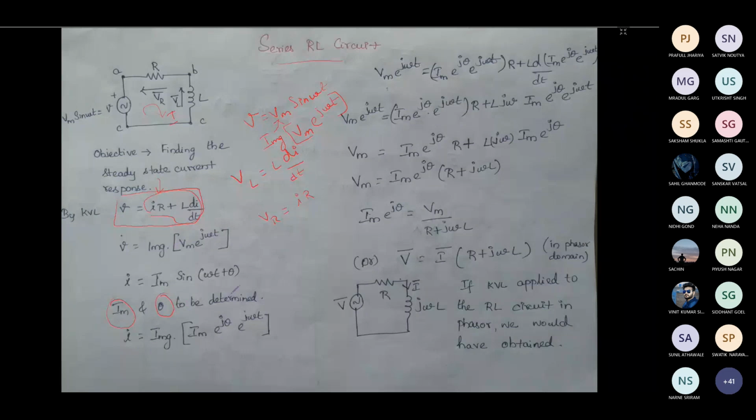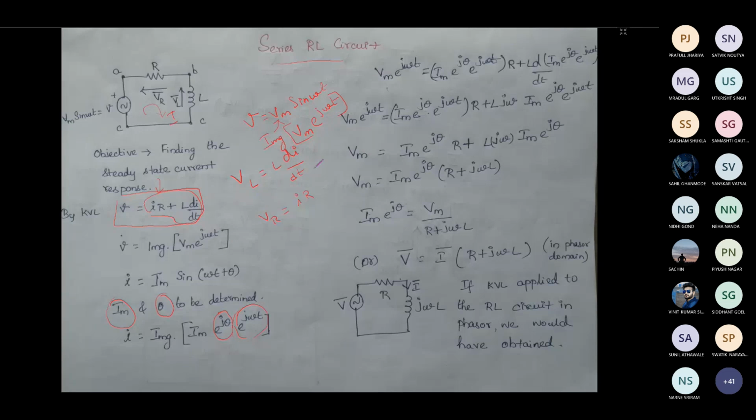So I can be written as I is equal to the imaginary part of Im e to the power j theta into e to the power j omega t, that we have discussed. Why e to the power j theta is there and why e to the power j omega t is there, that we have already discussed.